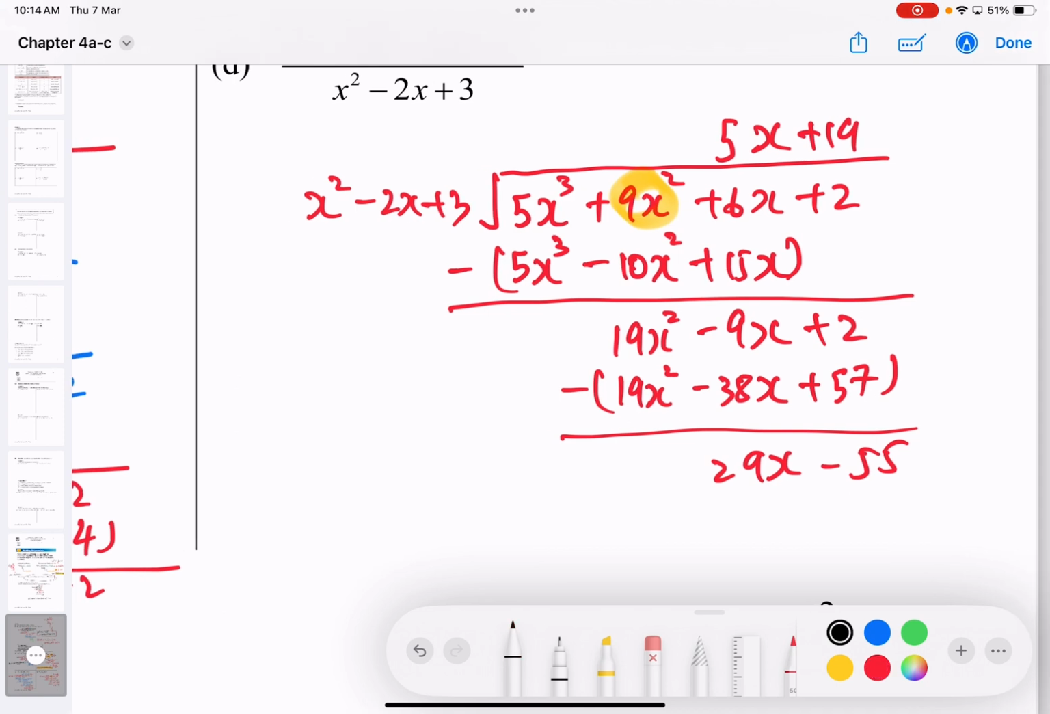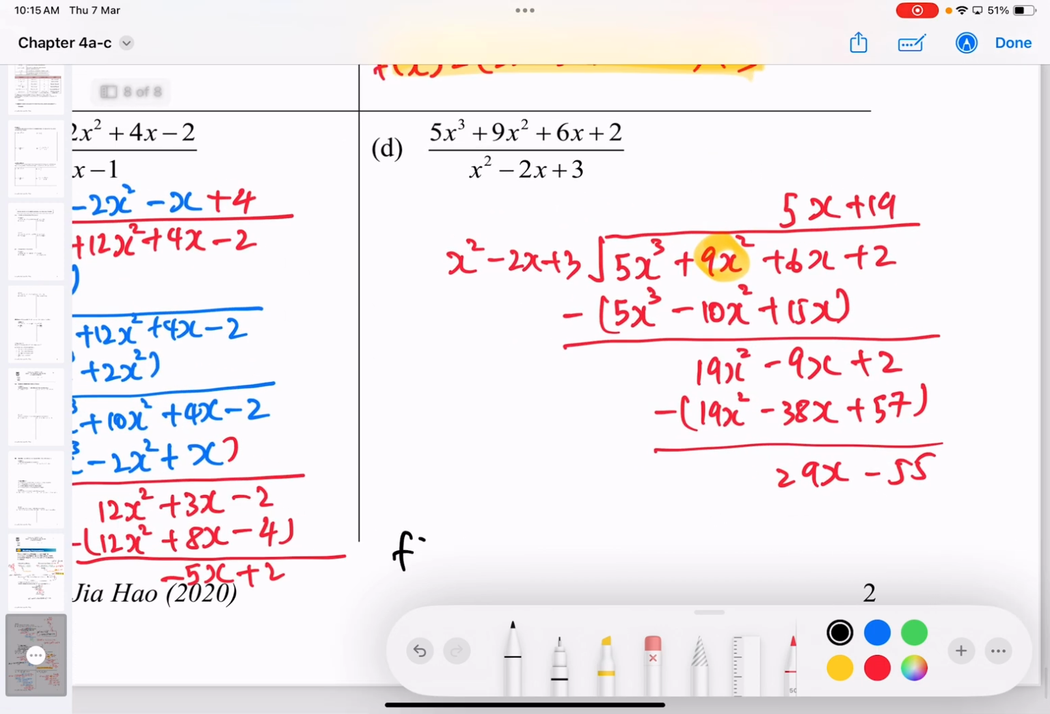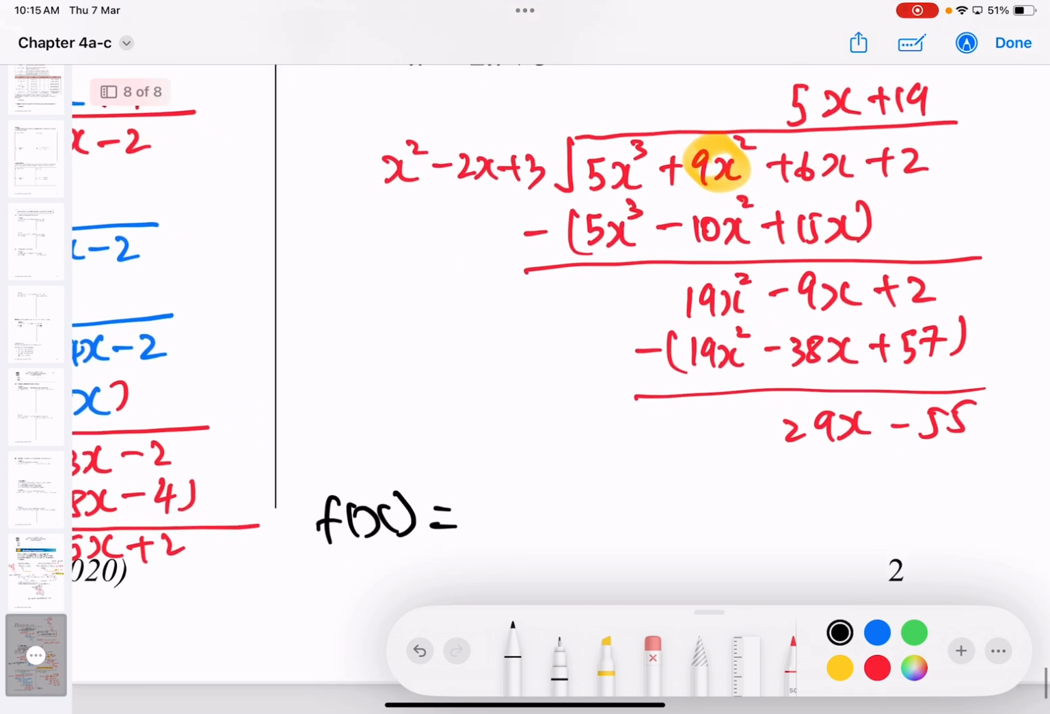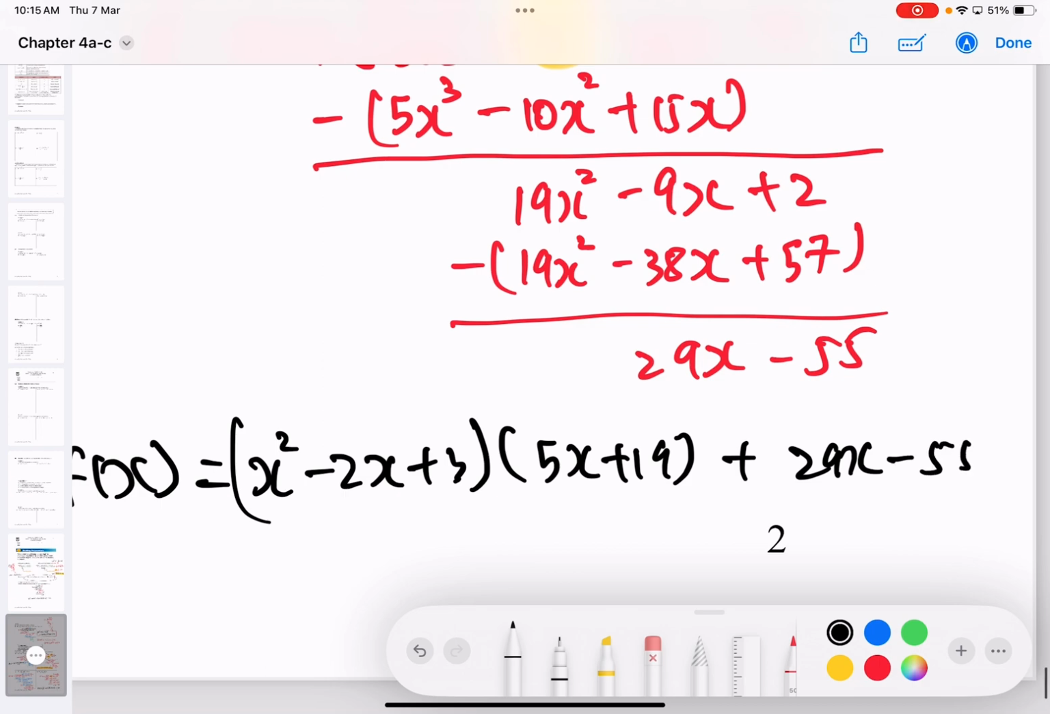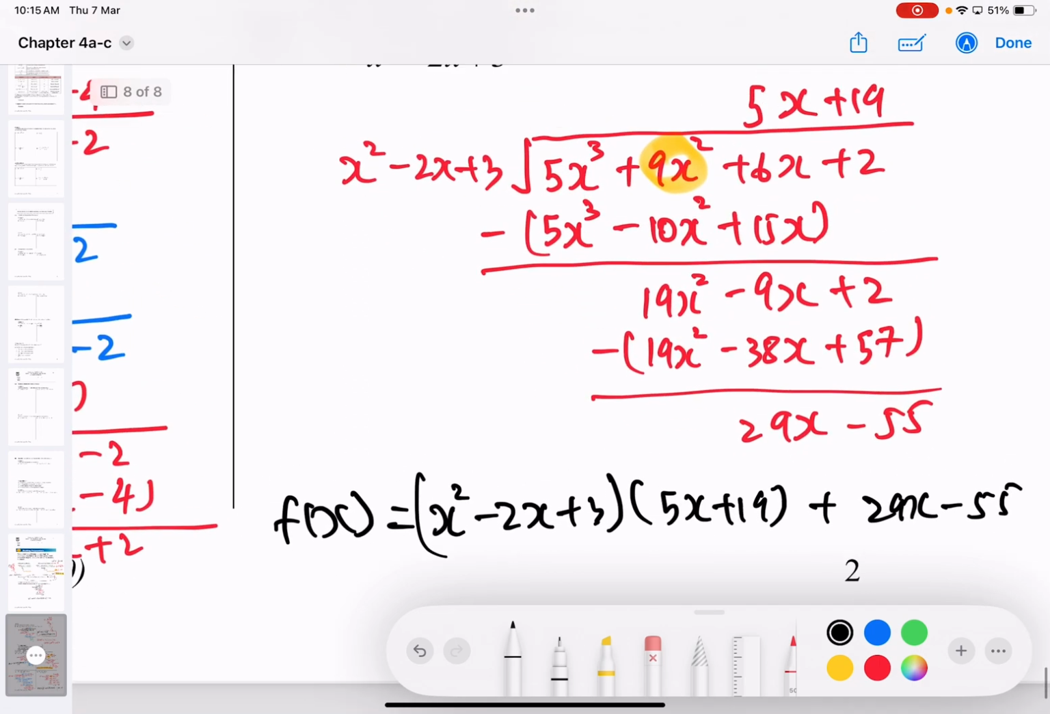How do we know when to stop dividing? Whenever this degree is smaller than this degree, you stop. Alright? So let us write this down in terms of our f(x). We know that f(x), which is our dividend, is equal to the divisor, which is x squared minus 2x plus 3, times this one, which is the quotient, plus the remainder. The remainder is 29x minus 55. Okay, so I've written it down in this way.